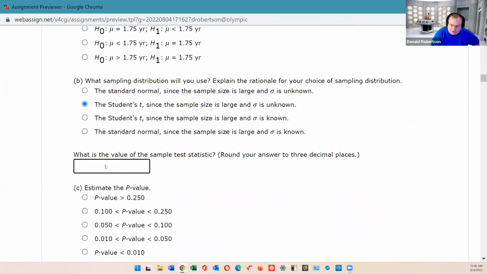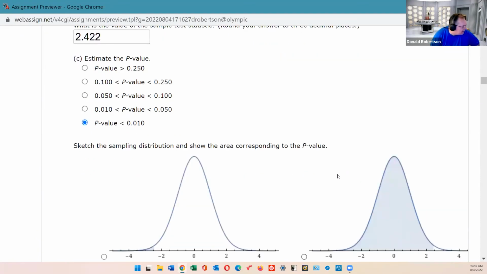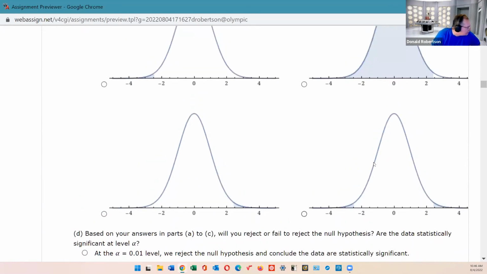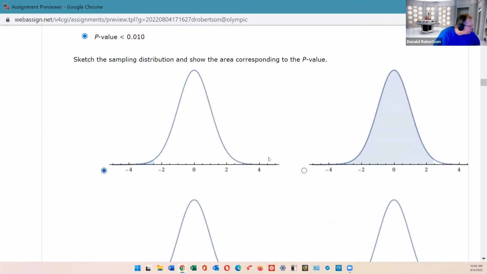The test statistic happens to be 2.422. The p-value that we got was 0.009 and change. So 0.009 and change, isn't it that one? Right, 0.009 is less than 0.01. It's a less than story, so which one of them has got a shading to the left? It's that one.